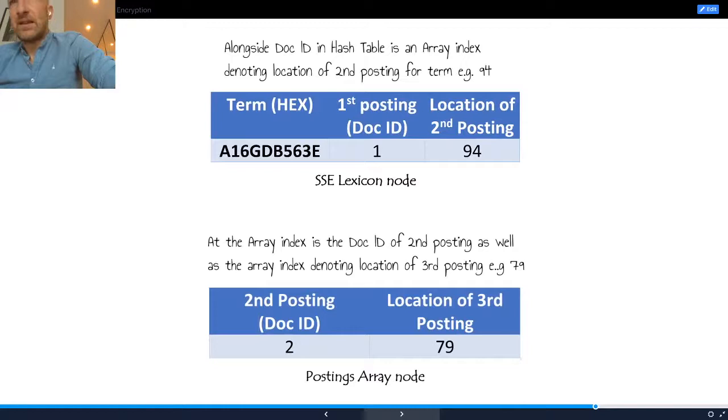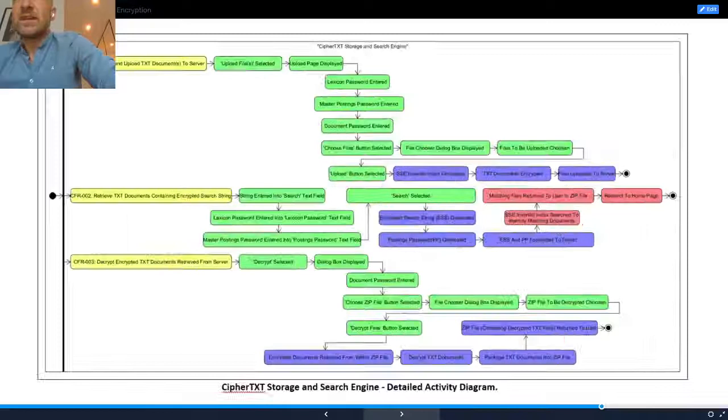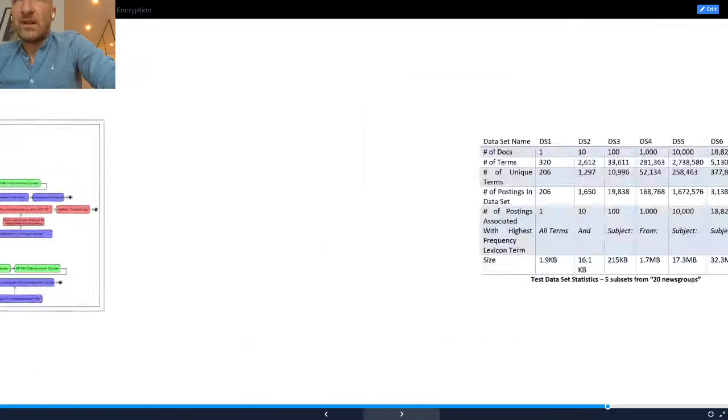Alongside the doc ID and hash table is an array index denoting the location of the second posting for the term. At that array index is the doc ID of the second posting, as well as the array index denoting the location of the third posting, etc. So there's our ciphertext storage and search engine, in the activity diagram of it.